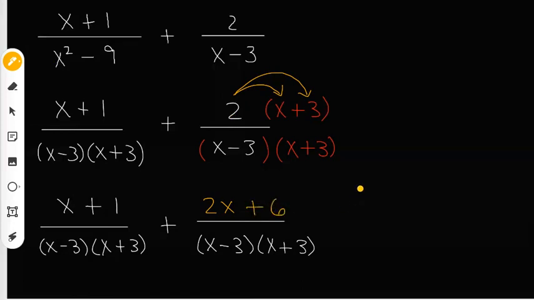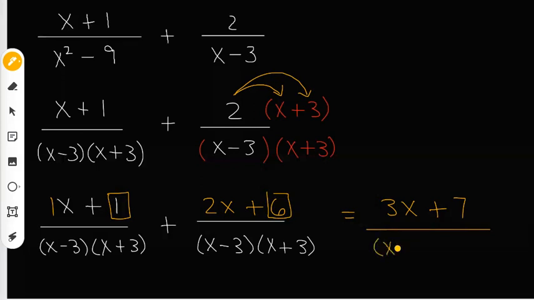Now that I've simplified the top of the second fraction, now I can add the tops of the fractions together. I notice that I have like terms on the top. I have a 1x and a 2x. So I can put those together to get 3x. Now we can add the regular numbers, the 1 and the 6. If I add 1 and 6, I get 7. So that's going to be the top of my fraction. And then the bottom of my fraction is going to be that common denominator, that x minus 3 times x plus 3 that doesn't change.